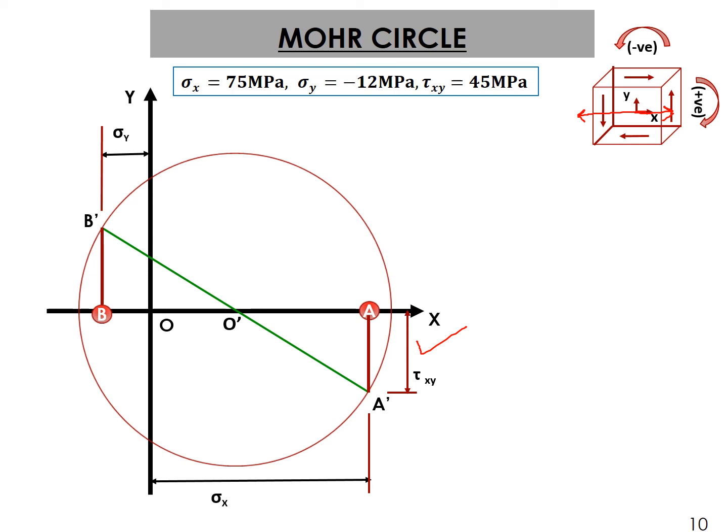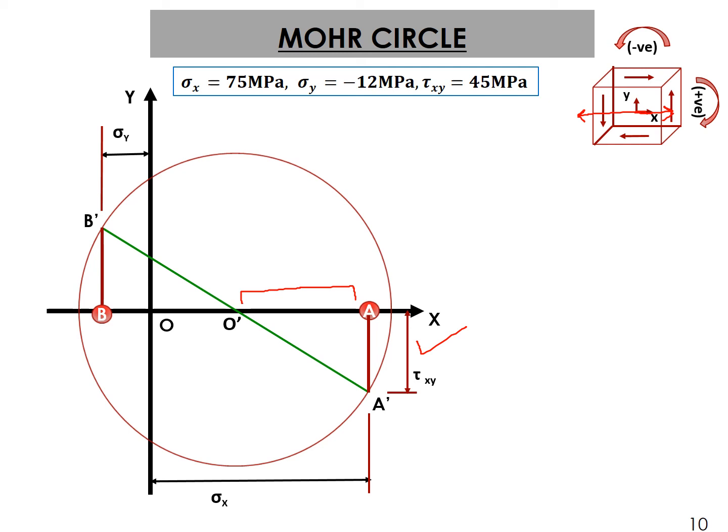So let's see. For example, if I say what is this value, O dash A equals to. So you will say that it is nothing but sigma x minus O dash A. What is this O dash A? You can think for a while. It's quite simple. Because this AB has been bisected by this A dash B dash, it means O dash A is equal to O dash B. But what is this OA? How to find this OA?